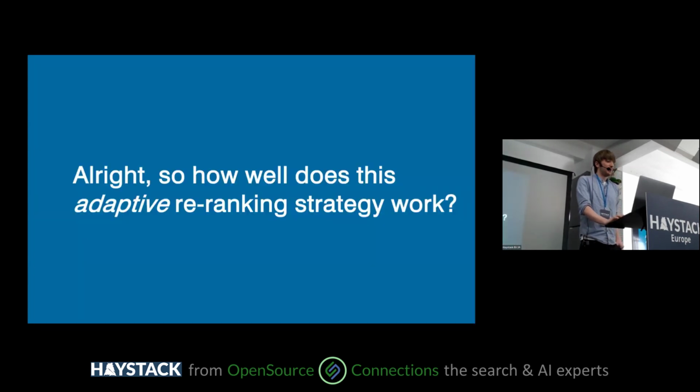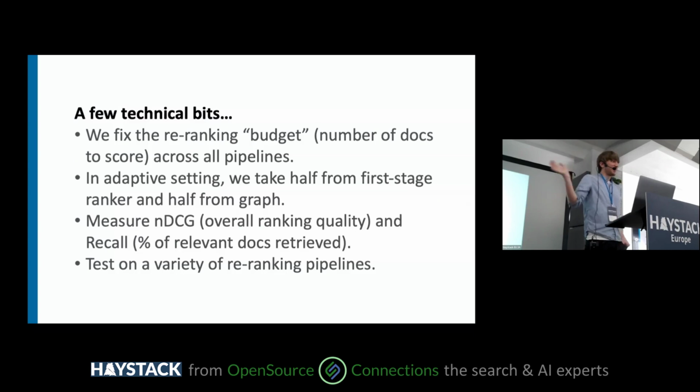All right, so that's the idea. How well does it actually work? First, a few technical bits. Being a scientist, I've got a caveat with all this stuff. We do things like fix the re-ranking, what we call the budget, which is the number of documents that we're sending to the re-ranker. So we're not comparing a system that re-ranks 100 documents with one that re-ranks 1,000 or something like that. All of these systems are re-ranking the same number of results. So that cost is fixed.